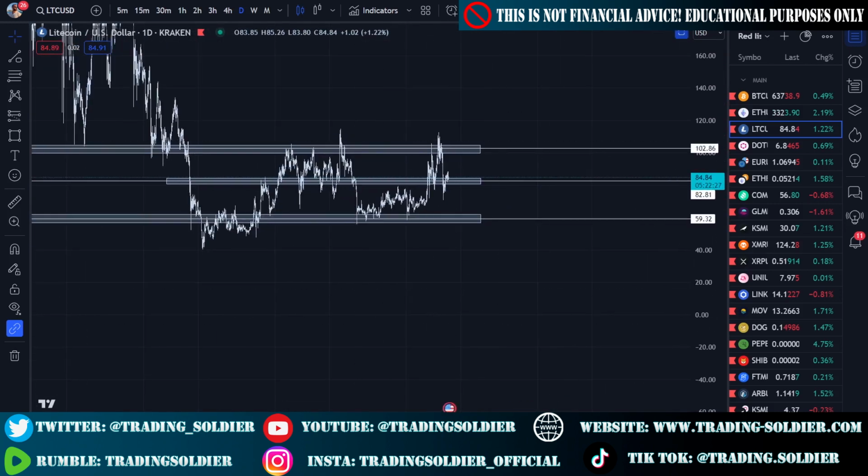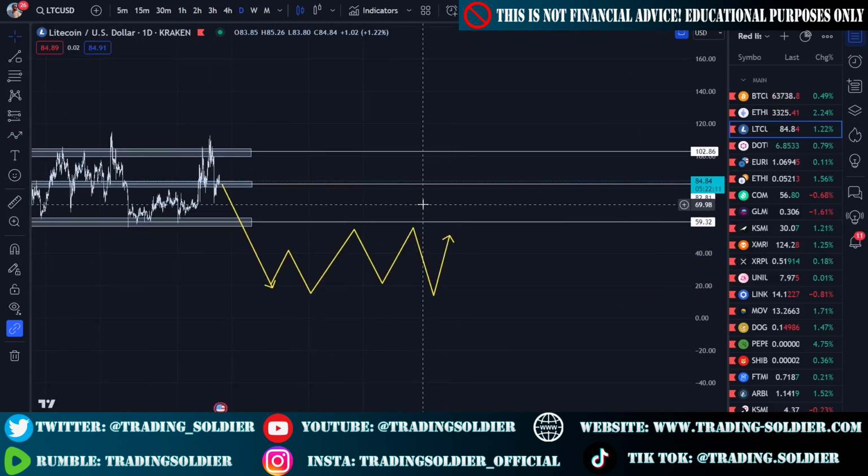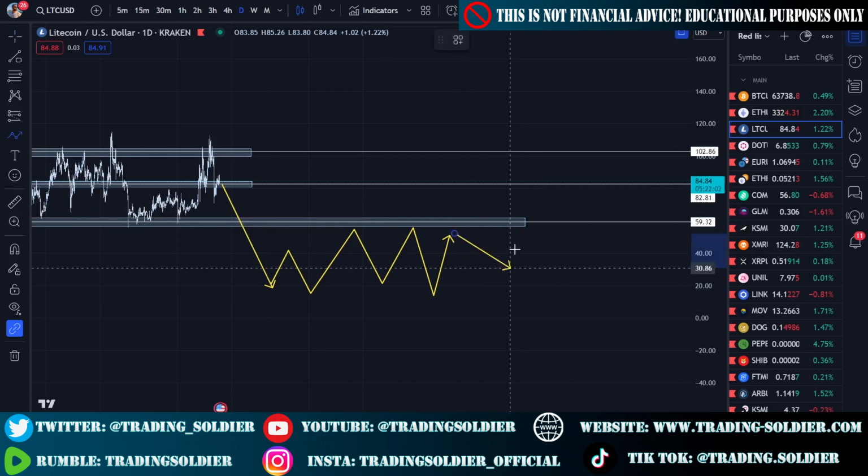For example, now Litecoin price broke the demand area. The price will form a range here. Price will form a range again here, because crypto assets oftentimes trade inside of ranges. And then when this range is pierced again, it will get back into the previous range.